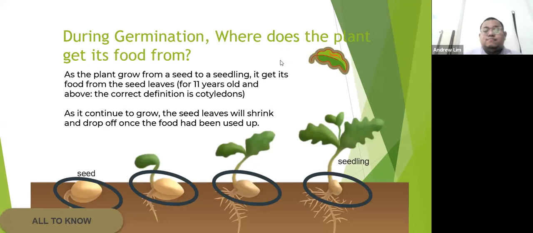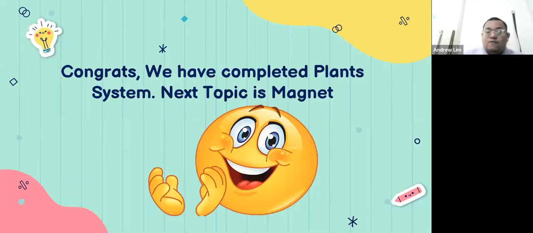During germination, they have no leaf. When the baby plant has no leaf, it gets its food from the seed leaf. So as the plant grows from a seed to a seedling, it gets food from the seed leaf. All right. For the 11 years old and above, this is the correct terminology. So as it continues to grow, the seed leaves will shrink and drop off once the food has been used up.